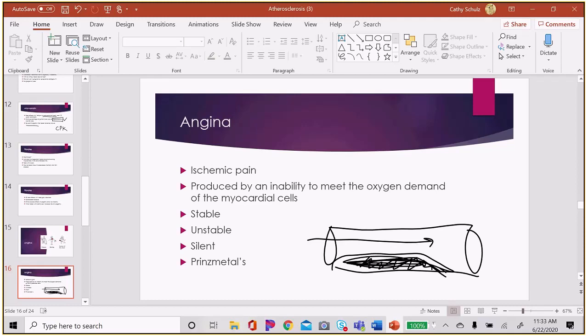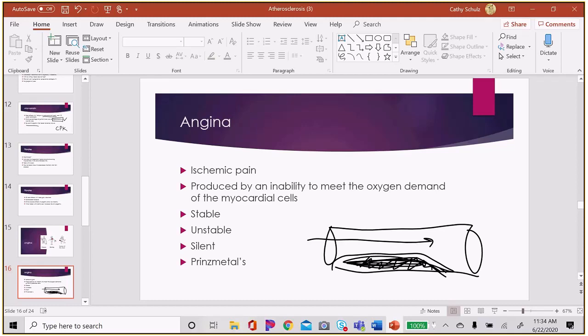So that's the big difference between stable and unstable. Unstable angina can be brought on by some kind of stress, but doesn't go away with rest, or it can actually start up even though you weren't stressing the body at all.